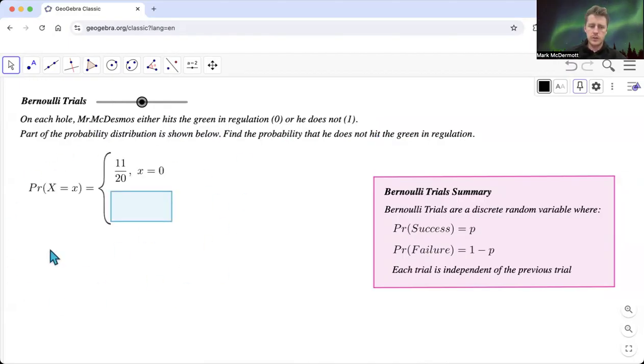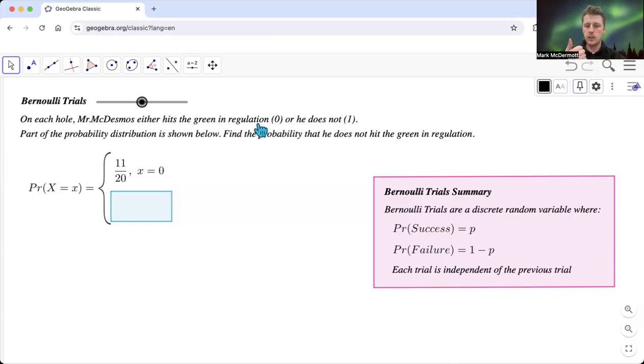So here's our probability distribution. Let me just go on a bit of a tangent here so you know what green in regulation means. On a par 3 in golf, par 3 means you've got 3 shots to get it in the hole, so you should hit the green on the first shot. On a par 4, you've got 4 shots to get it in the hole, so you should hit the green on your second shot. And on a par 5, you should get the ball in the hole with 5 shots, so you should hit the green on your third shot.